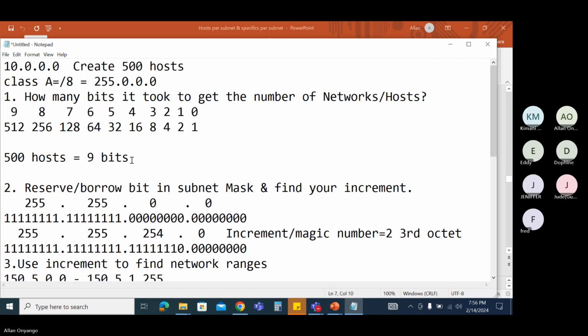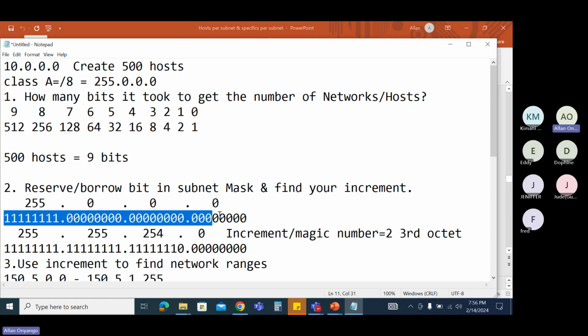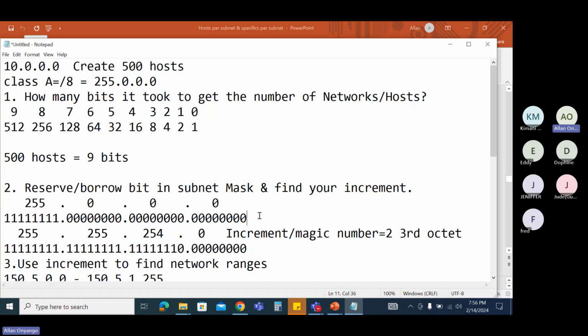So 9 bits. Reserving or borrowing? Very good. We are reserving because it's hosts. So our subnet mask is supposed to be like this. This is going to be 0. Check this out, guys. So we now have our subnet mask, which is 255.0.0.0. We want to reserve 9 bits.